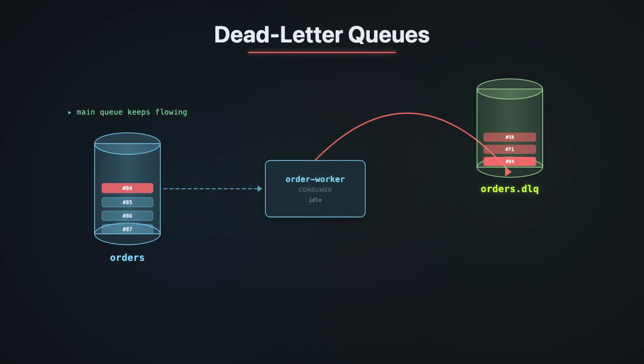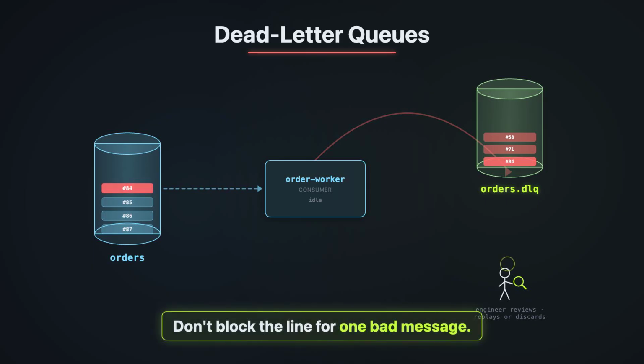The DLQ becomes your inbox of problems. An engineer looks through it later, fixes the root cause, and either replays the messages or discards them. Don't block the whole line for one bad message.